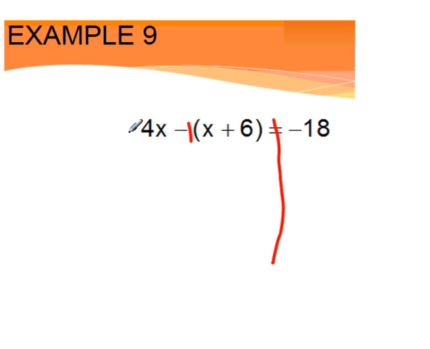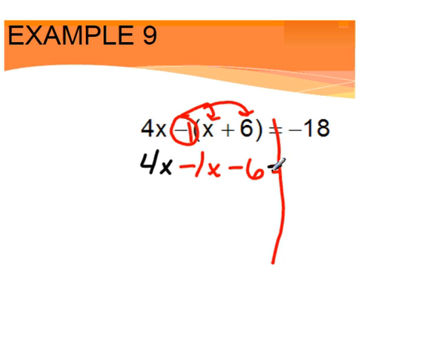So we always start with the distribution because it is multiplication, which would come before addition, like combining like terms. So we need to distribute the -1 to everything in these parentheses. So the -1 times x is a -1x, and the -1 times 6 is a -6. After that, I can bring down the 4x and the equals -18.